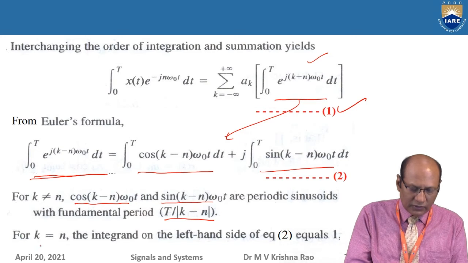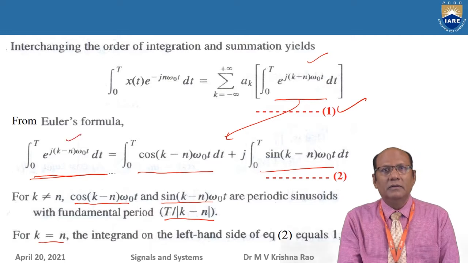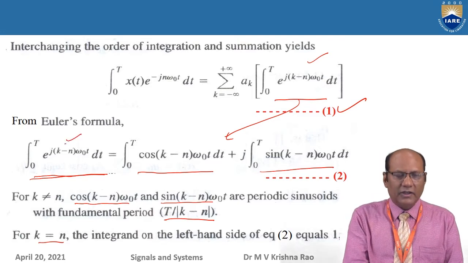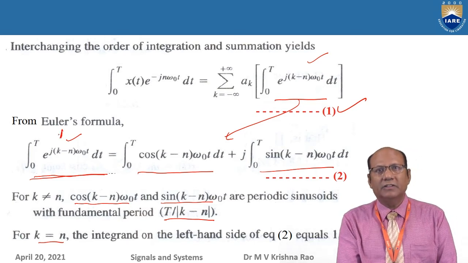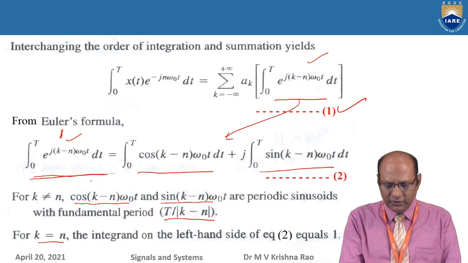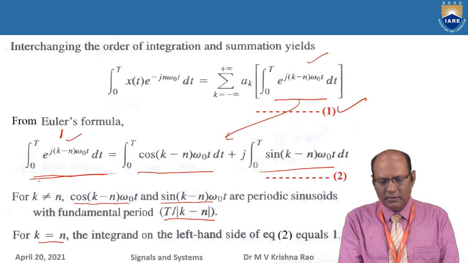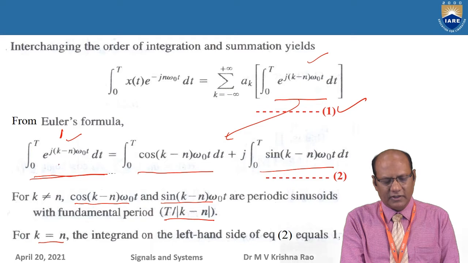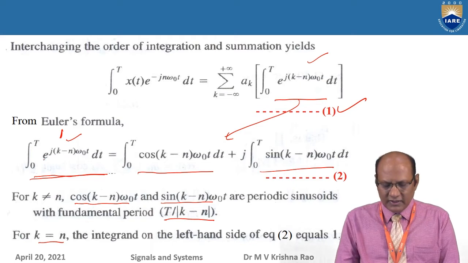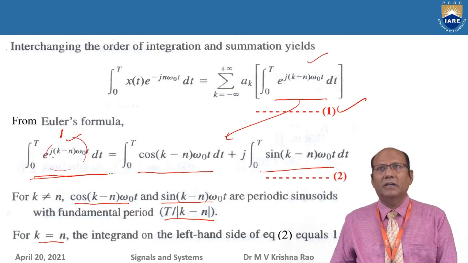Now for k equal to n, the exponent becomes e to the power of 0. So the integration from 0 to T of unity dt is what I will get on the left side. The integrand becomes 1, but after integration I will get t. So T minus 0, it is capital T. Okay, let us go to the next slide.